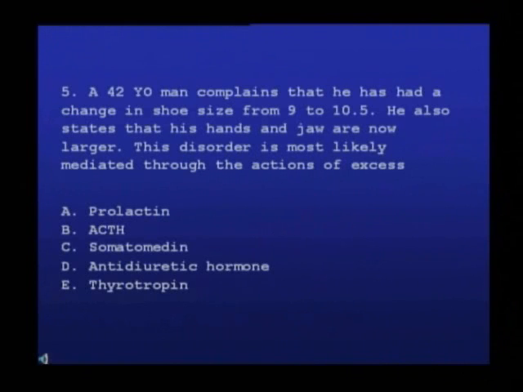Somatomedin is a compound synthesized in the liver under the influence of growth hormone. It is somatomedin that mediates the effects of growth hormone on end organ targets. Thus, C seems to be the most viable answer. Excess production of antidiuretic hormone would result in a dilutional hyponatremia, but would otherwise not be able to account for this man's changes in body habitus. Excess production of TSH results in a secondary hyperthyroidism, a condition associated with an enhanced metabolic rate. Clearly, the best answer is C, somatomedin, a small peptide which mediates the end organ effects of growth hormone.